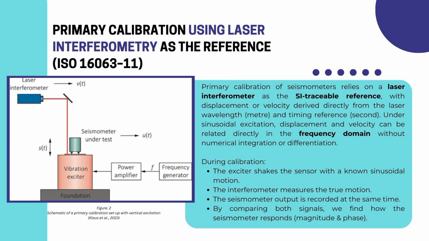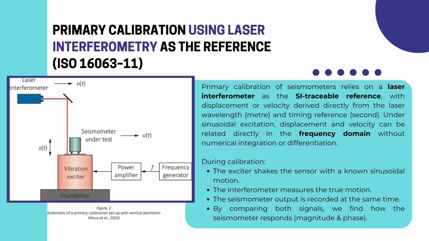Now, as you can see on the screen, it's primarily calibration using laser interferometry as the reference, ISO 16063-11. Primary calibration of seismometers relies on a laser interferometer as the SI traceable reference, with displacement or velocity derived directly from the laser wavelength in meters and timing reference in seconds. Under sinusoidal excitation, displacement and velocity can be related directly in the frequency domain without numerical integration or differentiation.